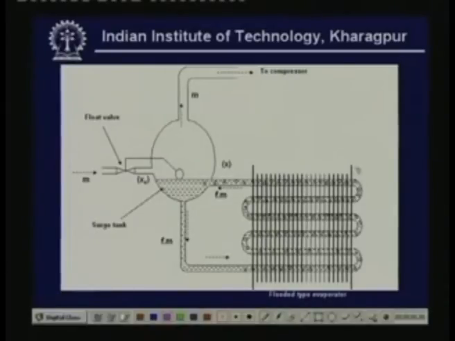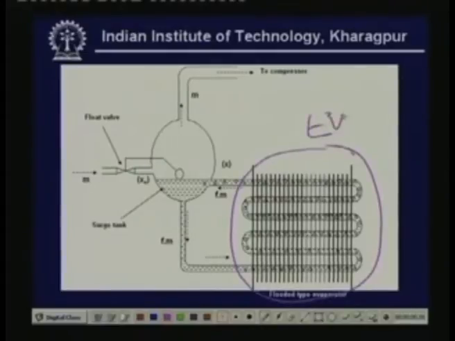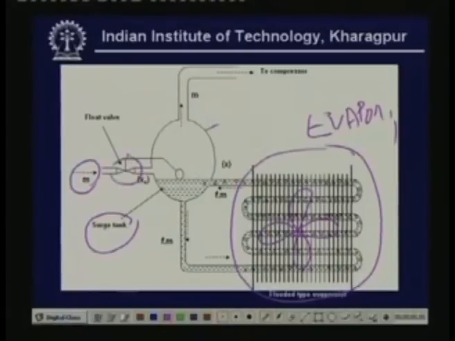So this is the flooded type of evaporator. Okay, so this is the evaporator portion, right? Let us assume, for the timing, that this is used for cooling air. Let us say you have a fan and fins and all, and air is blowing over this. So we have the component surge tank here, and refrigerant from the condenser enters the surge tank through the float valve. This float valve acts as an expansion device here. Okay, this is the expansion device used here.